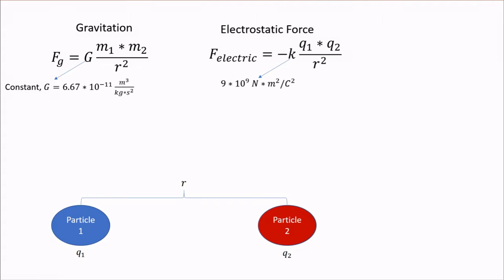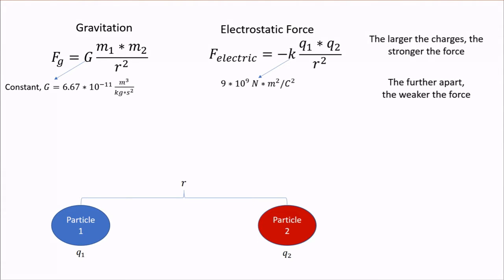The Q1 and Q2 terms represent the charge of the objects. The larger the charges involved, the greater the strength of the electric force. This is just like how the larger the mass is, the greater the gravitational force. Notice that if one of the charges is neutral, which means it equals 0, then the force is 0. We also divide by r squared, where r is the distance between the two particles. So, the further apart the charged particles are, the weaker the electric force will be. Again, this is exactly like gravity.